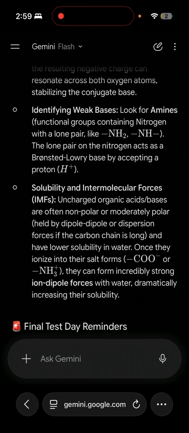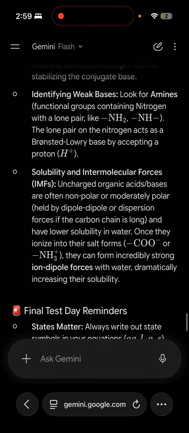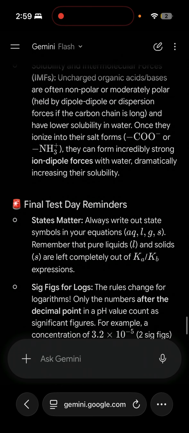Solubility and intermolecular forces, IMFs. Uncharged organic acids/bases are often nonpolar or moderately polar, held by dipole or dispersion forces, and if the carbon chain is long, they have lower solubility in water. Once they ionize into their salt forms, so COO negative or NH3+, they can form incredibly strong ion-dipole forces with water, dramatically increasing their solubility.